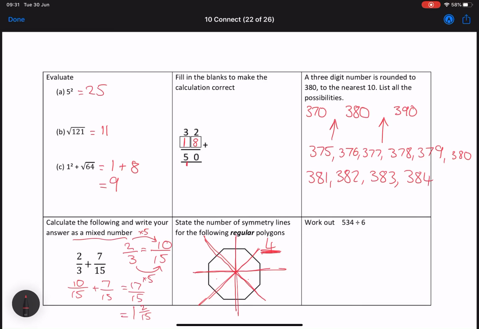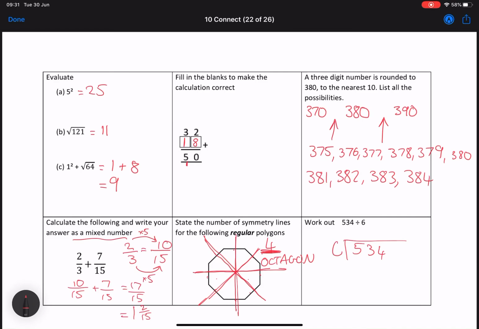Just so you can check, you think how many sides does this regular polygon have? It's got 1, 2, 3, 4, 5, 6, 7, 8 sides. Therefore, it must be an octagon. Okay? Octagon. Final question, I need to do a little bit of bus stop division.